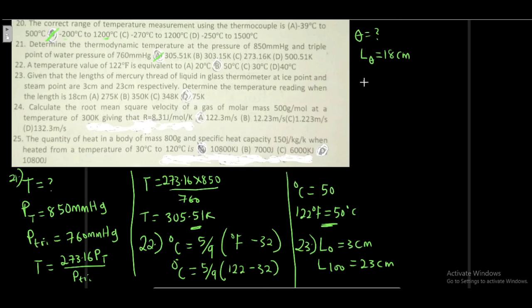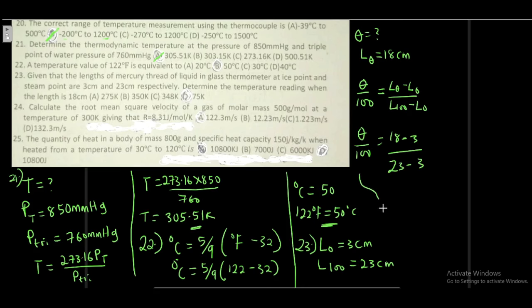We know that unknown temperature over 100 equals length at unknown temperature minus length at ice point or 0 degrees Celsius, all over length at steam point or 100 degrees Celsius minus length at ice point. So we're looking for unknown temperature. We say unknown temperature over 100. Plug in your values: length at unknown temperature, which is 18, minus length at ice point, which is 3, all over length at 100 degrees Celsius, which is 23, minus length at ice point, which is 3.